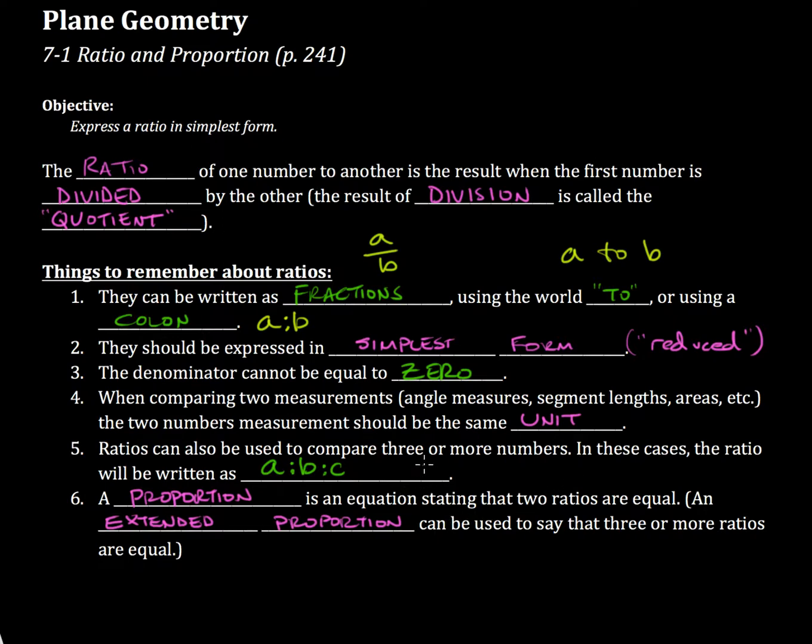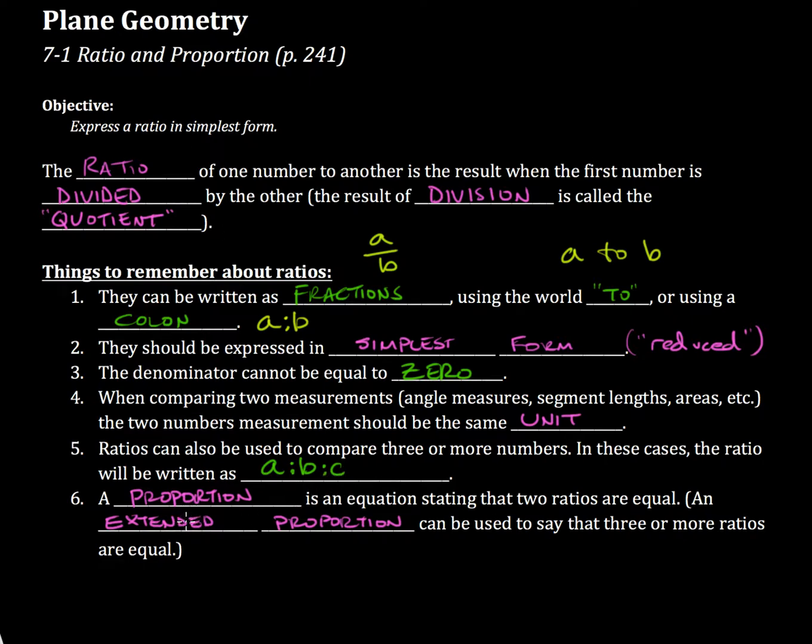We can compare three or more numbers as a ratio, in which case we're probably going to use the colon form of the ratio. The other forms don't make as much sense. So for instance, if I wanted to compare three numbers A, B, and C, I would just write it as A colon B colon C. That's still considered a ratio.